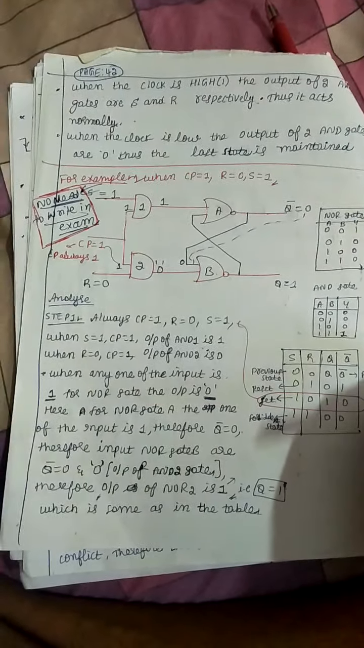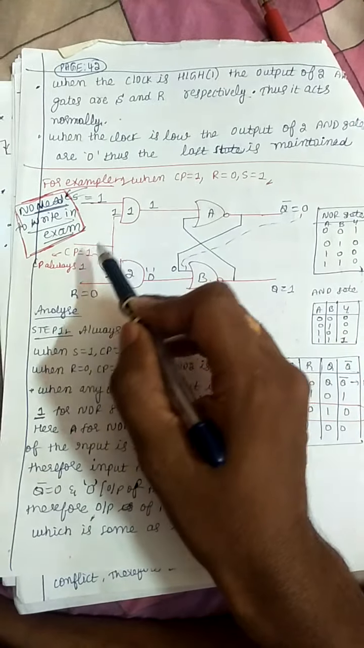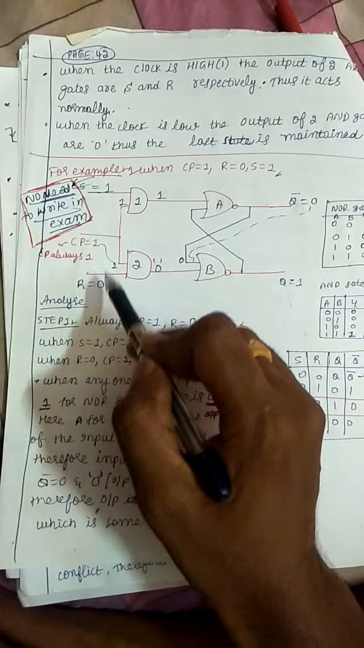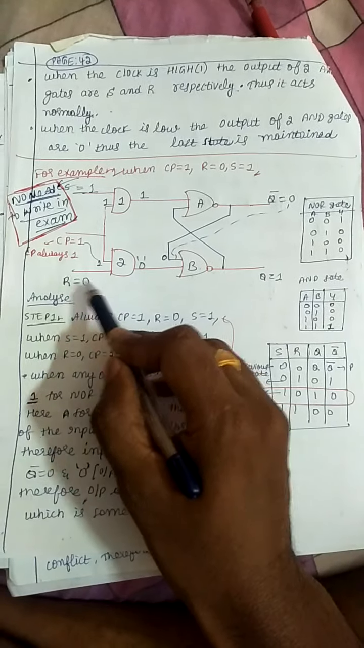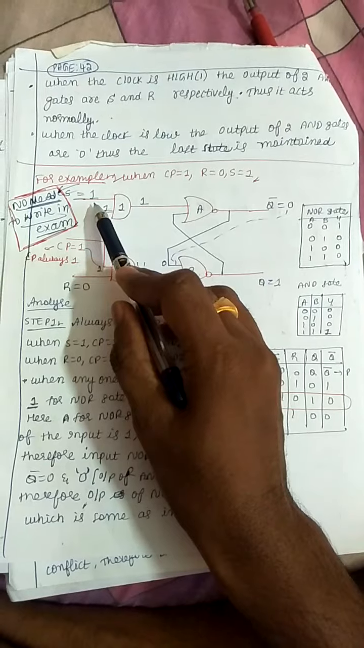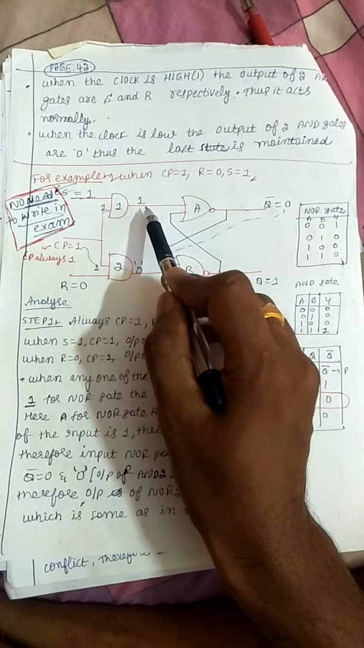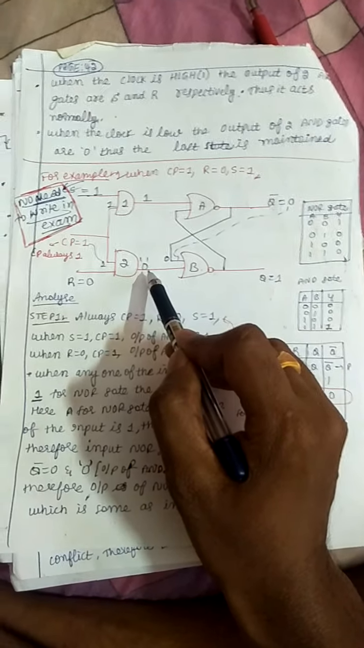Okay, so now we will consider one condition. Clock is equal to 1, R is equal to 0, S is equal to 1. If the clock is 1, here you have 0, 1 into 0 is 0. Here S is equal to 1, 1 into 1 will become 1. The same 1 has been carried out here, and the same 0 has been carried out here.